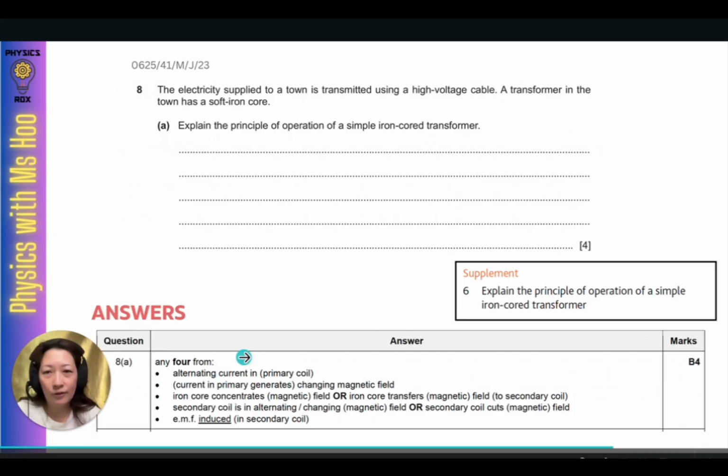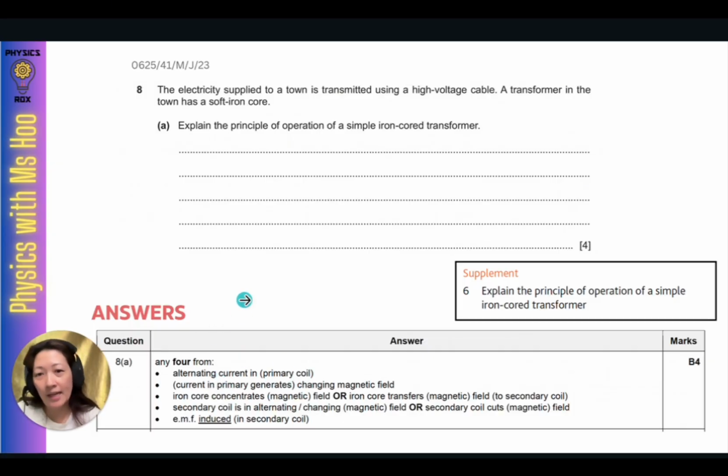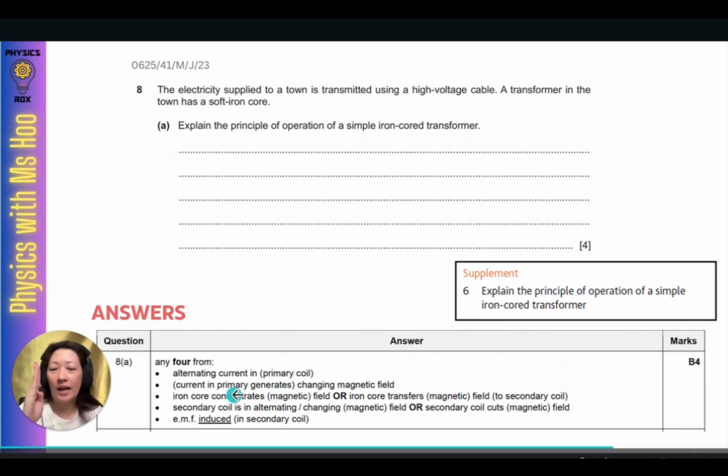So just to remind you, when you want to explain processes in physics, remember that it's a step-by-step process. So in case you're worried that you're going to miss anything out, start from the very beginning and go through it step by step. So for example, in a transformer, you know that you have to start off with the input, which is the primary coil. So there's alternating current in a primary coil. This is then transferred to the middle part of the transformer, which is the iron core. So you can see there's explanation about what iron core does, and then you talk about the secondary coil. So when you go through it step by step, starting from the beginning, you'll be able to cover all the points needed to score full marks.